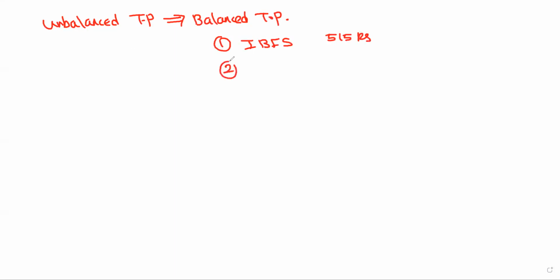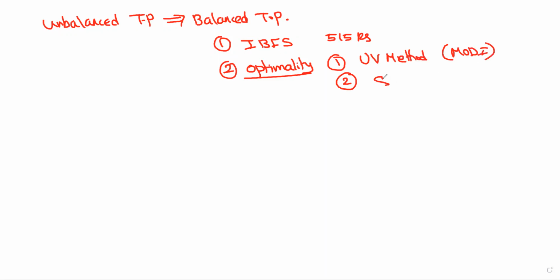Now we have to find optimality. The second step is the optimality test. We can do the optimality test with the help of two methods. One is the UV method, or generally we call it the MODI method, and the second one is the stepping stone method. We already discussed the stepping stone method. Today I'm going to find optimality by the UV method for the last problem.